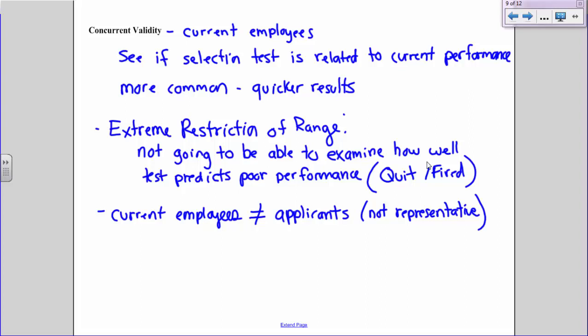Now, some selection tests that have the highest levels of criterion validity are cognitive ability tests, job knowledge tests, biodata, and skills-based selection tests. But we are really focused on this activity on structured interviews, which also have high levels of criterion validity if they're used properly.